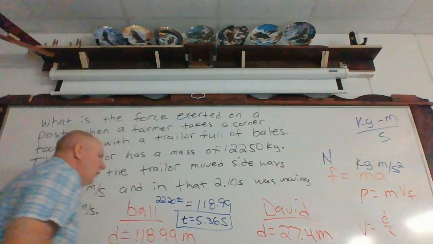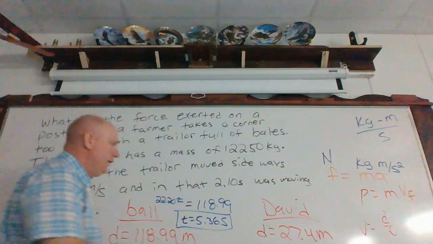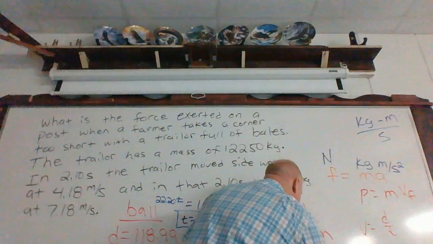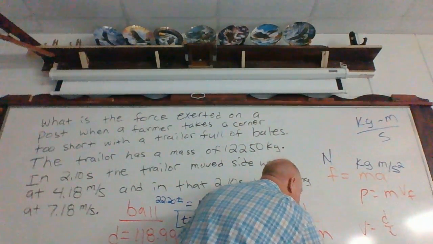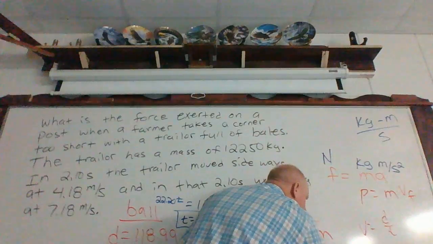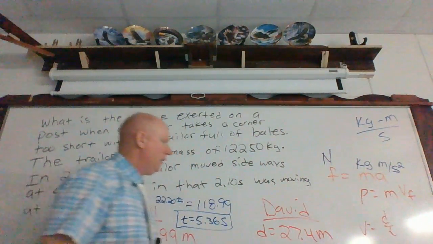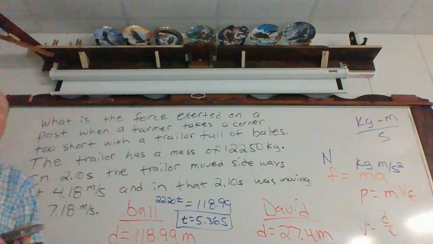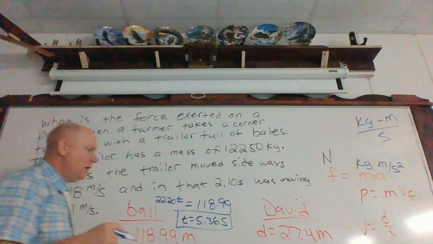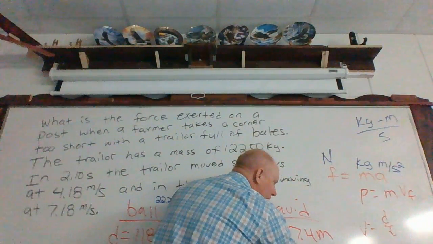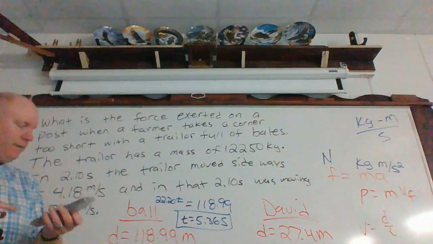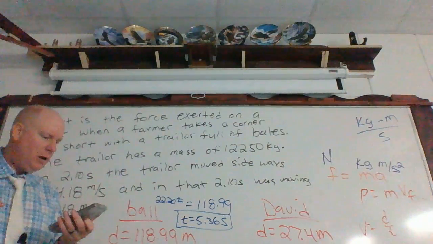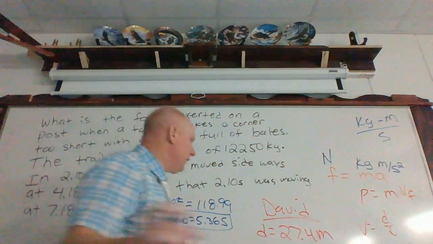Okay? So when we look at this scenario, we're going to do the same thing. 5.95 equals 27.4 over t. 1 times 27.4, you agree, it gives you the same thing, right? Okay? So we're going to divide 27.4 divided by 5.95. And we get 4.60 seconds.